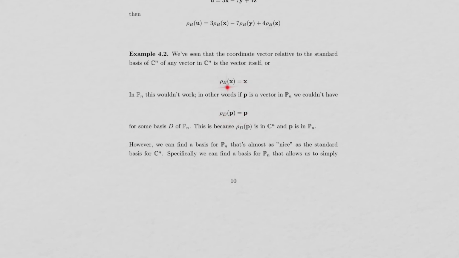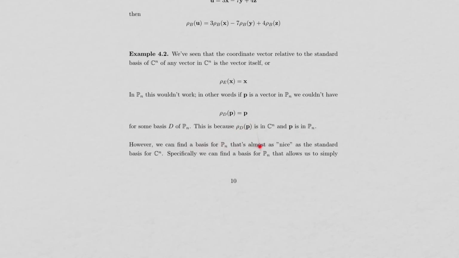Notice the form of this equation, coordinate vector of x relative to E is equal to x. But in Pn, that doesn't work. There is no basis for Pn such that the coordinate vector of some vector P in Pn relative to that basis is just equal to P itself. This is because this coordinate vector is in Cn. It's not in Pn. P is in Pn, which is a totally different vector space. P is a polynomial. The coordinate vector is a column vector.